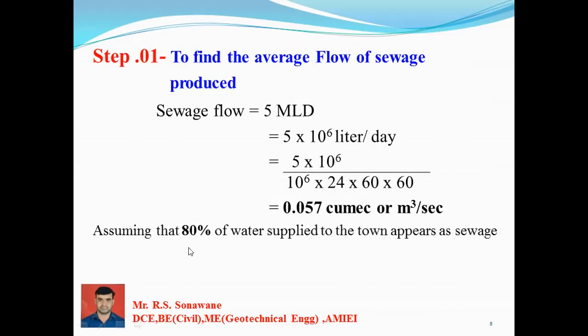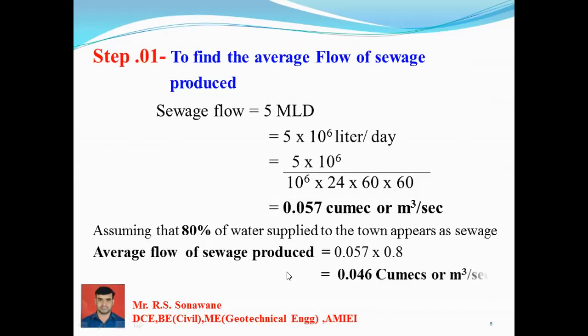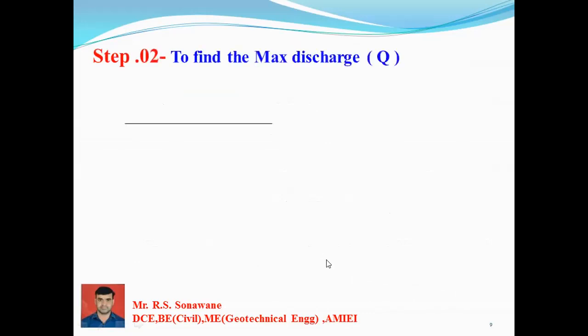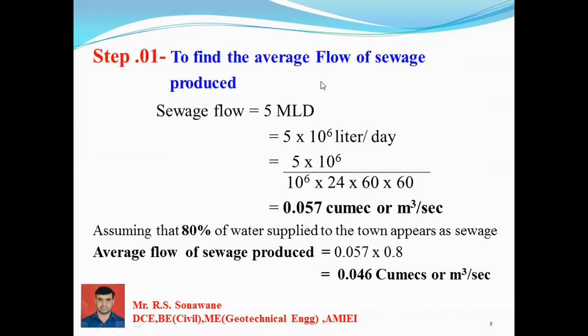So here we have to assume, as I already told you in the theory session, that 80% of water supply to the town appears as sewage. Assuming that 80% of water supplied to the town appears as sewage, the average flow of sewage produced is 0.057 into 80% of the sewage flow. It will be 0.046 cumec or meter cube per second. Is that clear? This is the final average flow of the sewage produced.